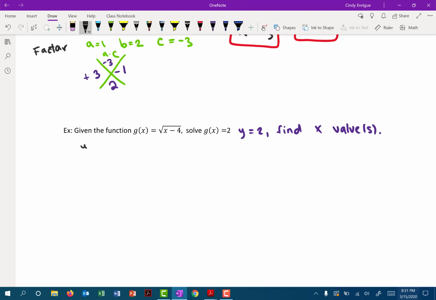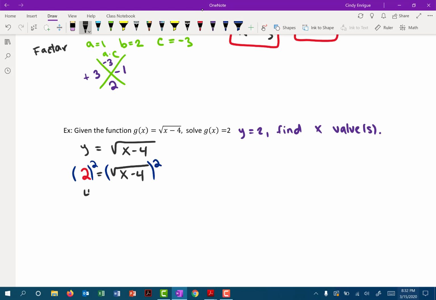I have y is equal to the square root of x minus 4. That y value that I'm plugging in is 2. And it's equal to the square root of x minus 4. Now, the only way to undo a square root is by squaring both sides. So square and square.